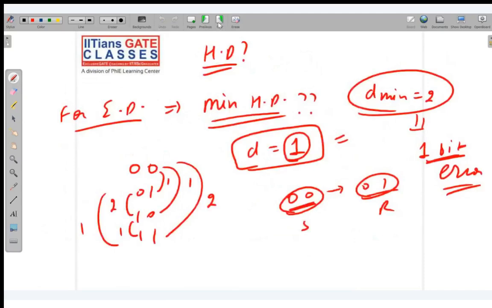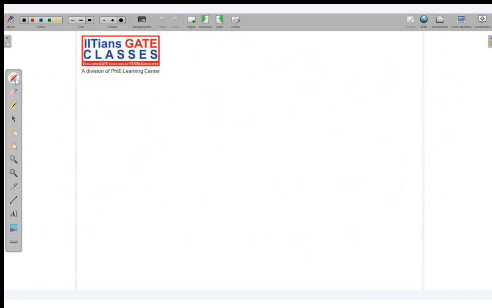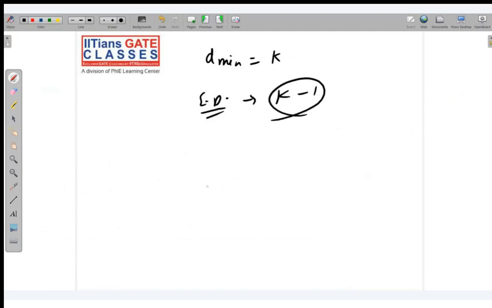Yeah, so now with guarantee I will say if d min, the minimum Hamming distance, is say k, then how many errors can be detected? Errors detected will be k minus 1. Okay, and they can ask like this also: if error detection is k bits, then what will be the minimum Hamming distance? K plus 1. Okay, both ways they can ask.